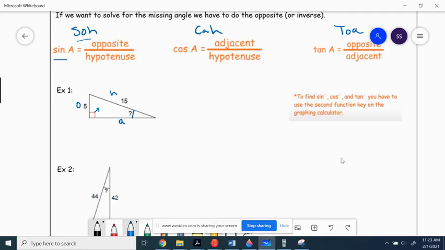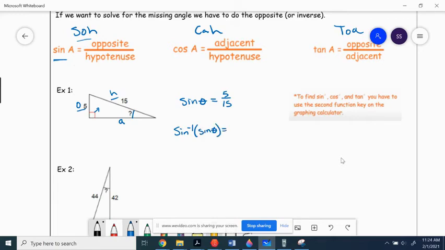So we are given a side length for the opposite and hypotenuse. So which trig ratio uses opposite and hypotenuse? And that is going to be sine. Okay, so the sine of theta, you can use any variable you want, I'm going to use theta, is equal to opposite over hypotenuse. So 5 over 15. Okay, so now we need to undo sine. So we use the inverse of sine.